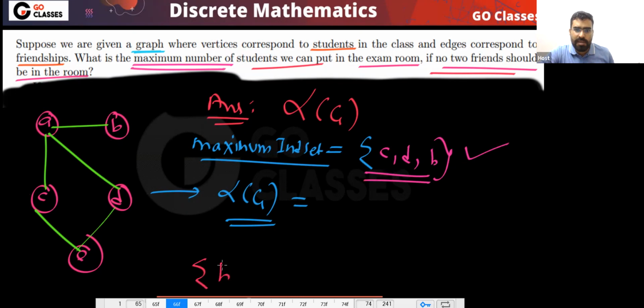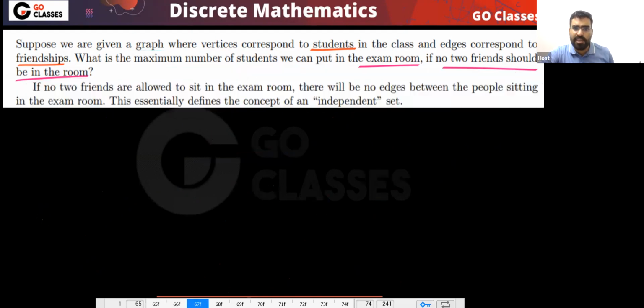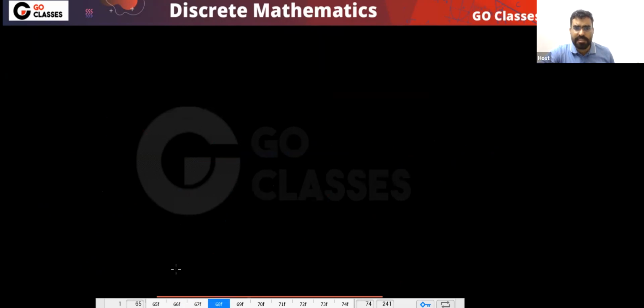Remember, B comma C is maximal. Sorry, no, this is not maximal. I can say B comma D. No. B comma E. Yes, B comma E is maximal. So the maximum, the alpha of G, will be 3. Is this clear? So for this question, the answer is the maximum independent set.